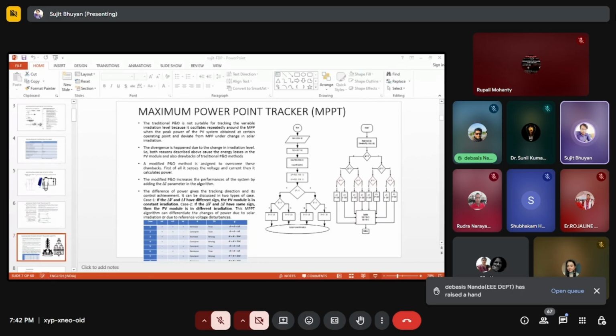Okay. So if the irradiation changes, then the perturb and observe cannot track the maximum power. It cannot distinguish between the global power and local power. So this is the main disadvantage, which I will tell you after the next slide. So just remember.